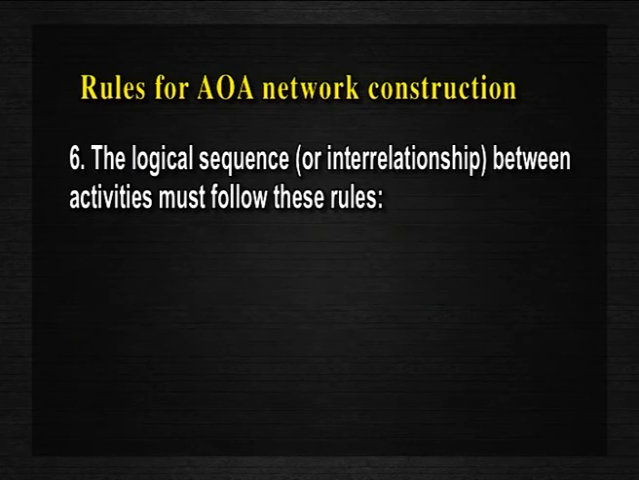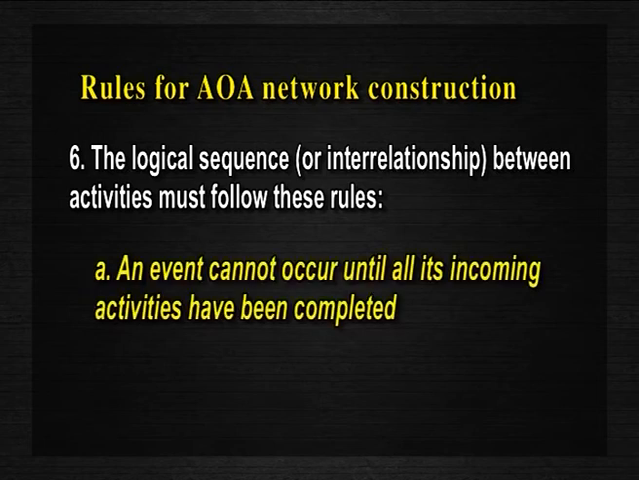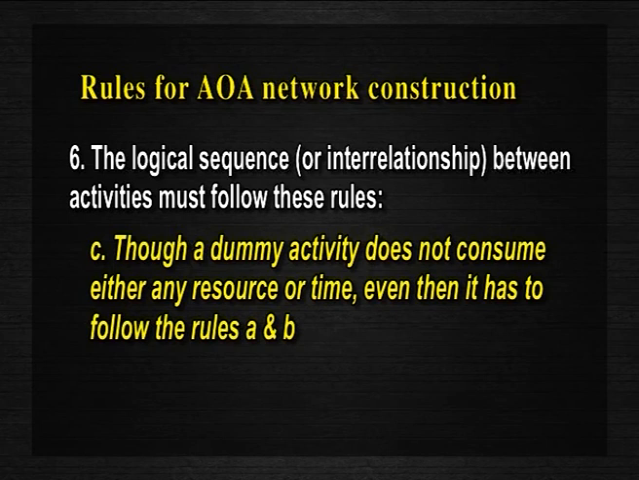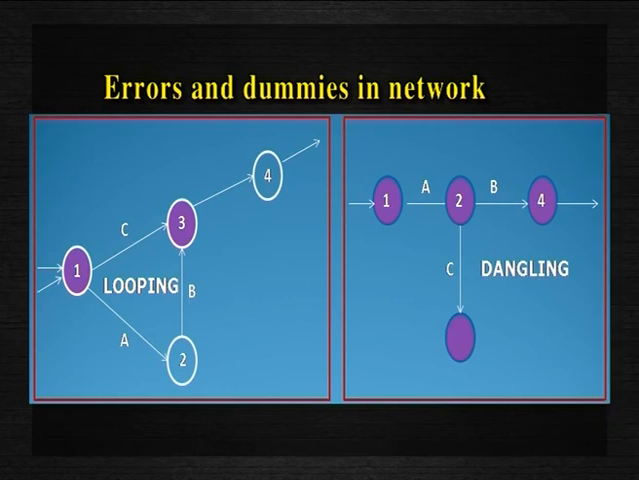The logical sequence or interrelationship between activities must follow these rules. An event cannot occur until all its incoming activities have been completed. An activity cannot start unless all the preceding activities on which it depends have been completed. Though a dummy activity does not consume any resource or time, even then it has to follow the rules of A and B. Now coming to errors and dummies in a network, as shown below.